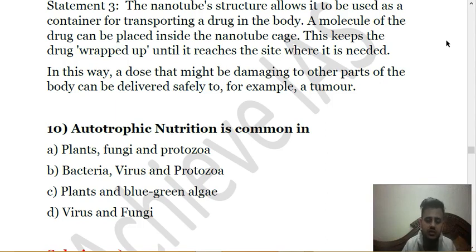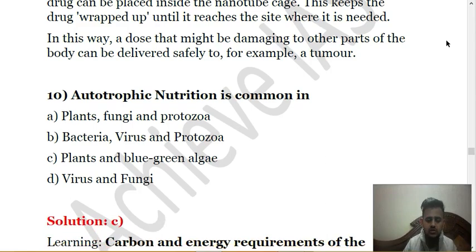So let me tell you, friends, that autotrophic nutrition is a way of nutrition in which the living organism prepares its own food, so it is not dependent upon other organisms for its food. The correct answer is plants and blue green algae. Blue green algae are also known as cyanobacteria. These plants and blue green algae have the capability to produce their own food through the process of photosynthesis. So this is called autotrophic nutrition. So the solution is C.